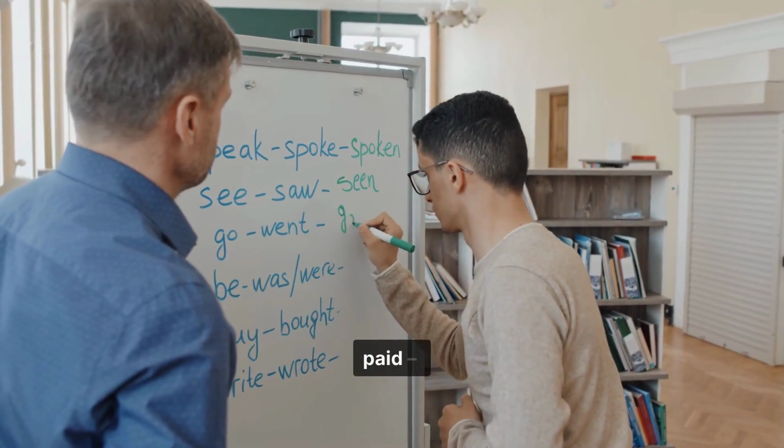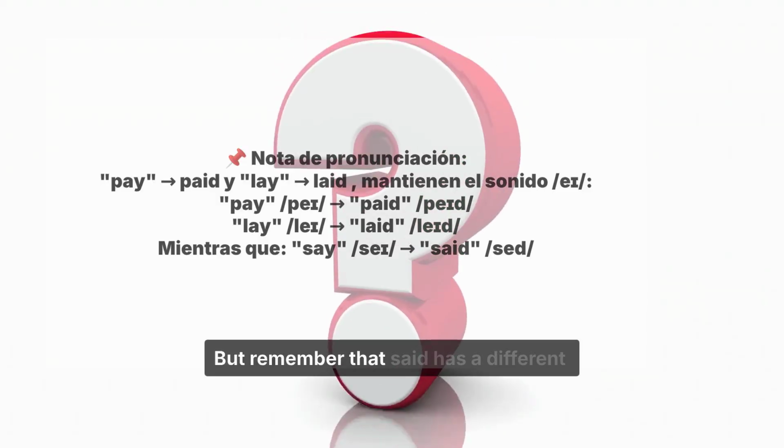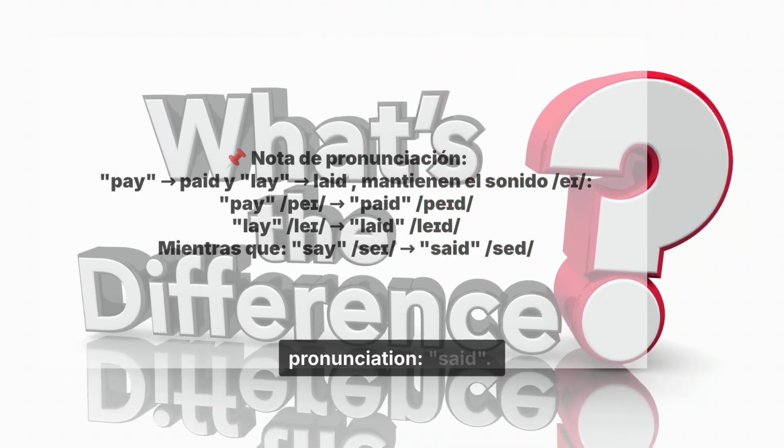Remember, say, said belongs to a small group of irregular verbs with a similar pattern, such as pay, paid, paid, and lay, laid, laid. But remember that said has a different pronunciation. Said.